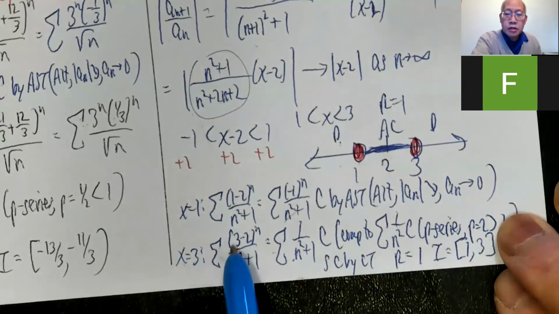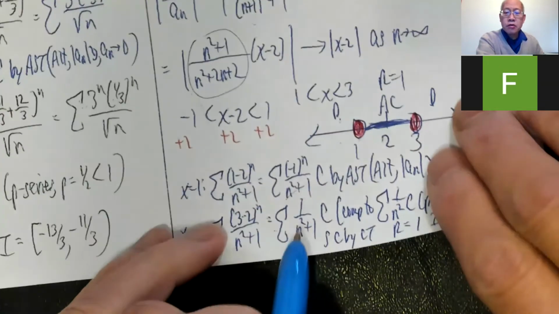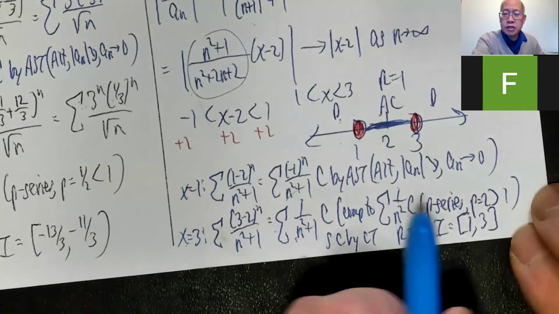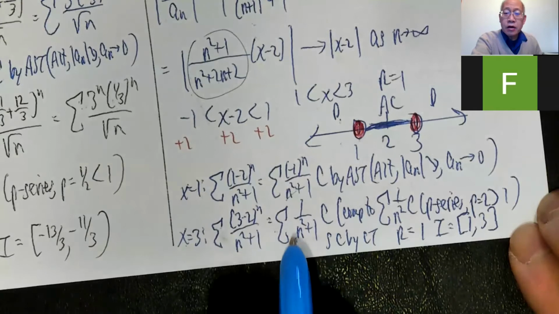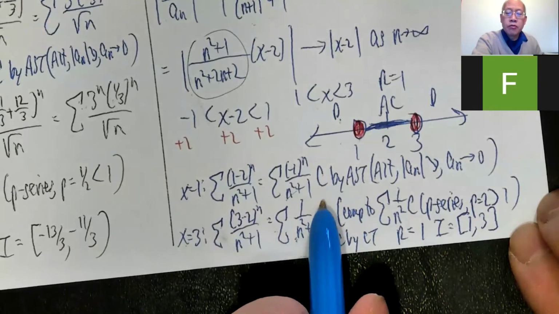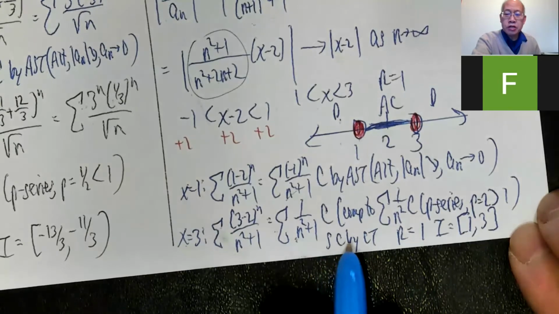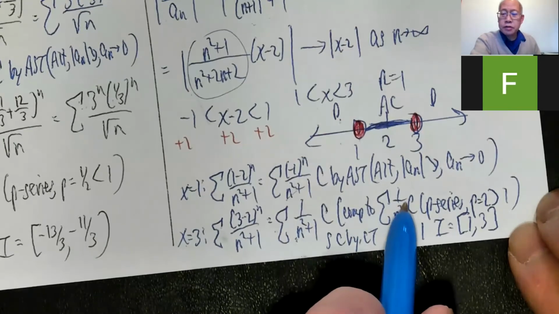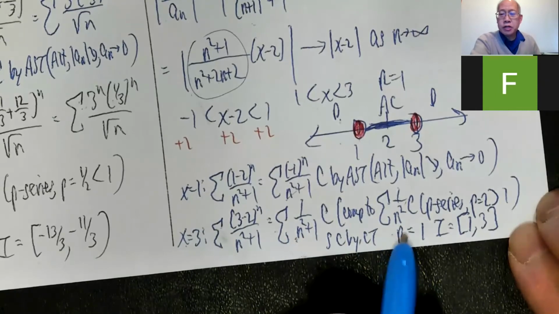Plug in 3. Way back over here, 3 minus 2 is 1. 1 to the n is 1. So 1 over n squared plus 1. I compared it to the summation of 1 over n squared, which converges. It's a p series, p equals 2, which is greater than 1. And I know 1 over n squared plus 1 is less than 1 over n squared for all n. So the series converges by the comparison test. The bigger series converges, so anything smaller converges. All right, so my radius of convergence is 1.